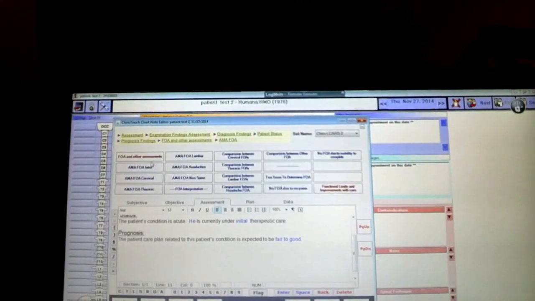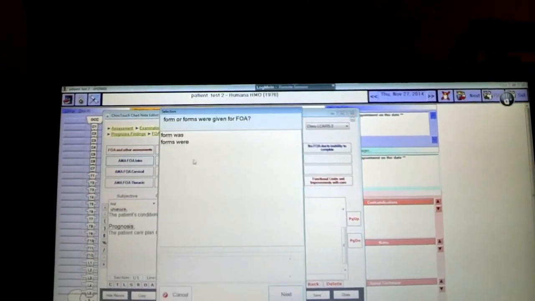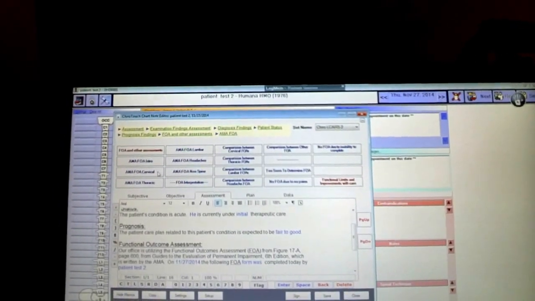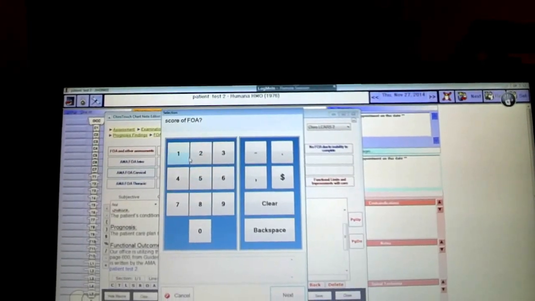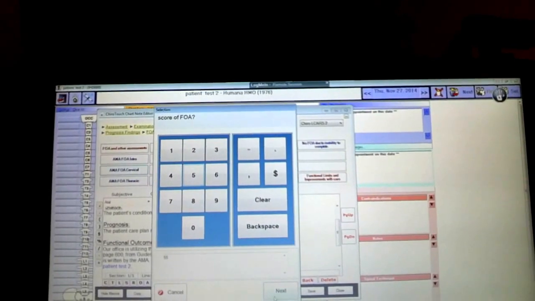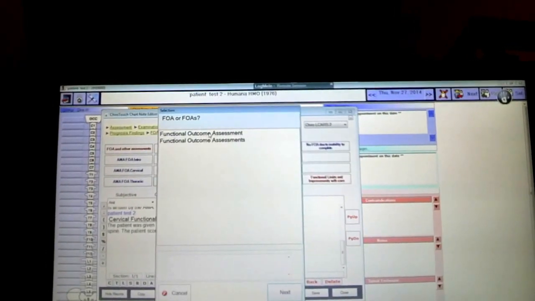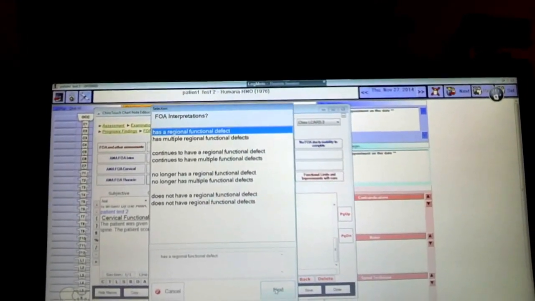We can tell the computer that we're going to do a functional outcome assessment for this day of the cervical spine. So there was a single form done. And on this day, we're going to have the cervical test, and out of a score of 150 from the AMA pain index, we're going to say they scored about a 55 out of 150 after we've already had the patient do this. And our interpretation of this functional outcome assessment is that they have a regional functional deficit.